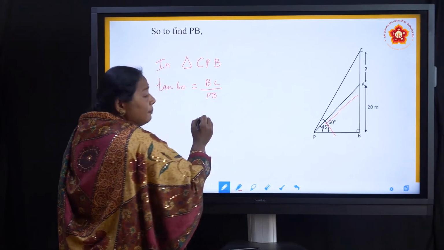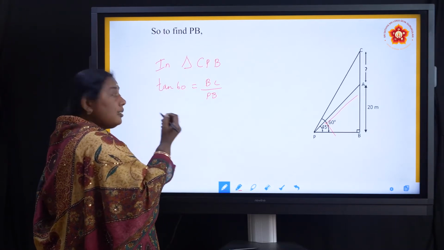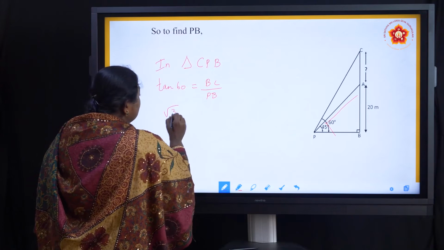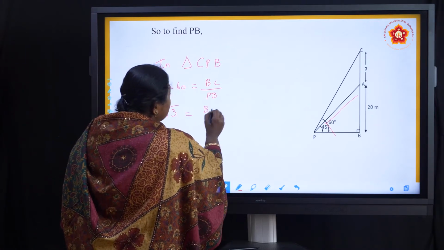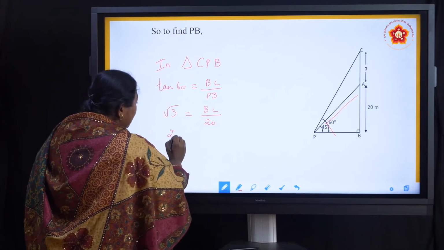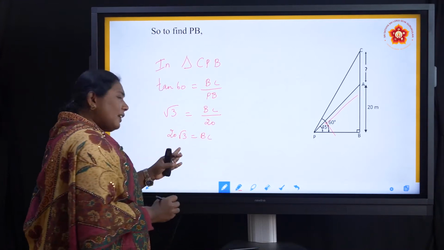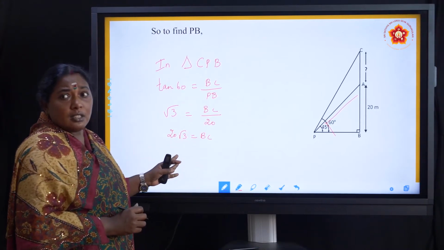Now only I found that PB is equal to 20. Do I know the value of tan 60? Yes, it is root 3, which is equal to BC by 20. So cross multiply: 20 root 3 is equal to BC. So here a root value is there. Do I have to do the rationalization? No.